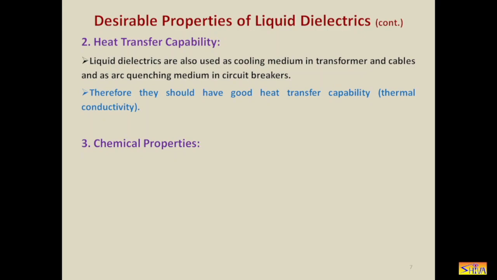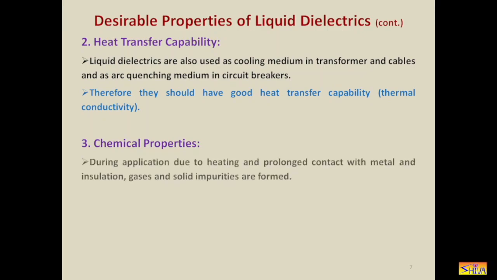Next is chemical properties. During application, due to heating and prolonged contact with metal and insulation, gases and solid impurities are formed. When in application, the oil gets heated and it is continuously in contact with the metal body and the insulation. Therefore, when it reacts at high temperature with the metal as well as insulation, gases as well as solid impurities are formed.